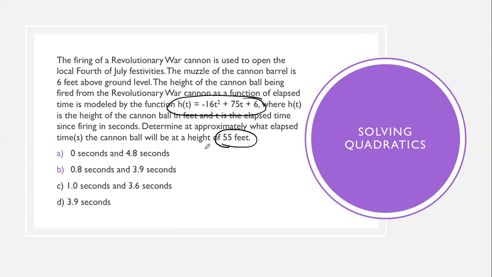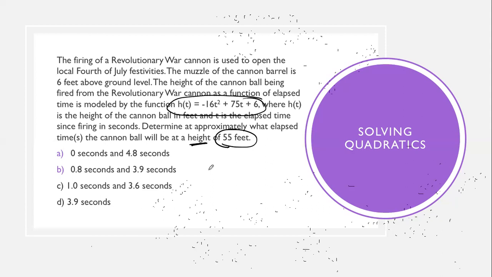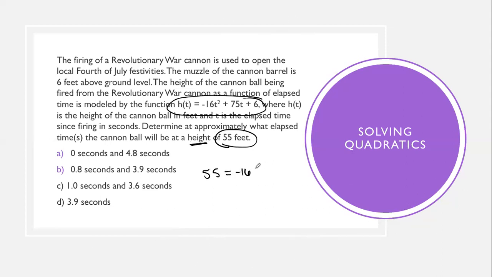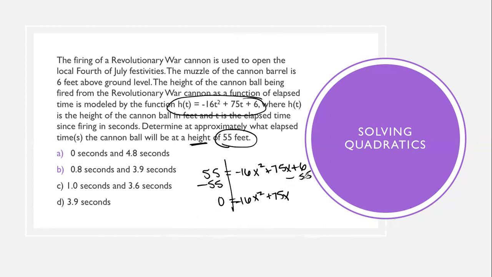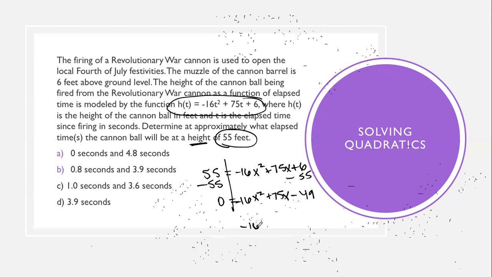Replace the h of t with 55, because h of t is height, so 55 equals negative 16x squared plus 75x plus 6. Now what? Subtract 55 from both sides. That gives me 0 equals negative 16x squared plus 75x. What's 6 minus 55? Negative 49. All right, go ahead and use Desmos and plug this equation in: negative 16x squared plus 75x minus 49.